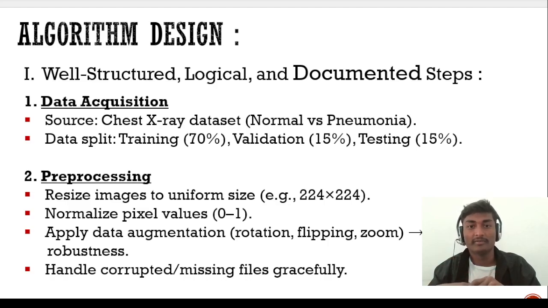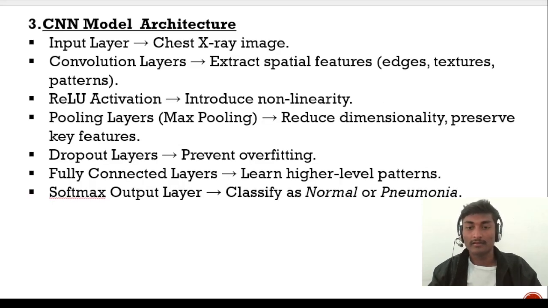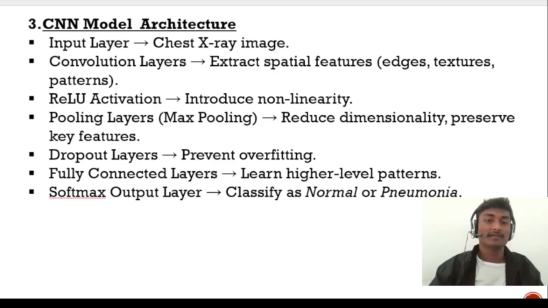To apply data augmentation, we are rotating the X-rays, flipping the X-rays, and zooming the X-rays for robustness, handling corrupted missing files gracefully. Next, moving to the next thing, CNN model architecture.